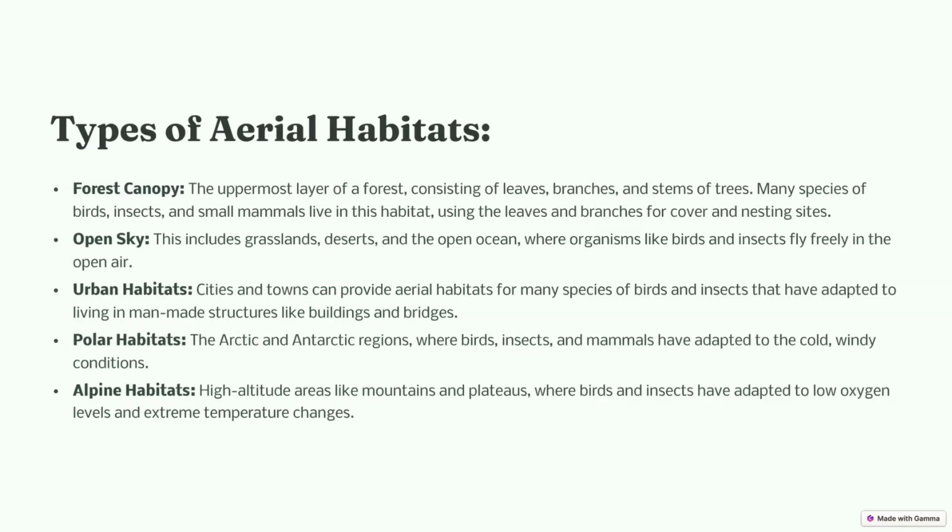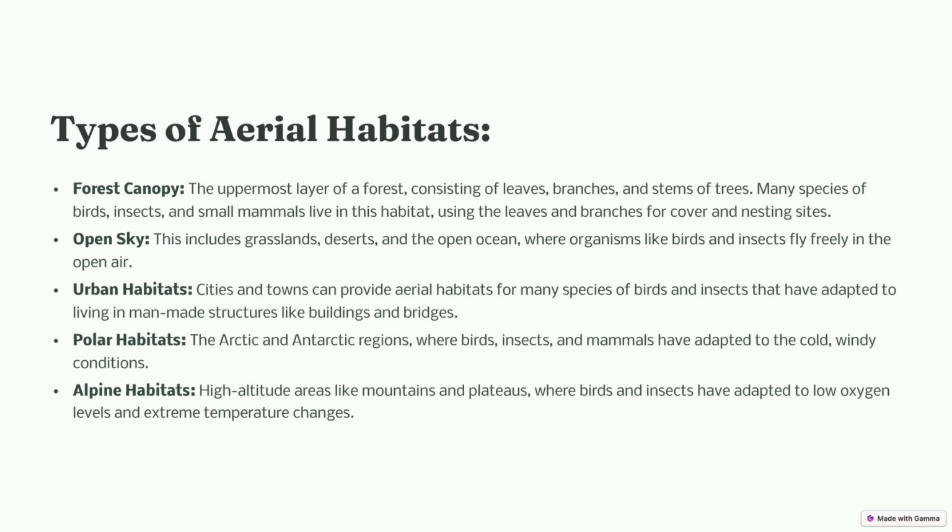So we have types of aerial habitats. We have the forest canopy, the uppermost layer of a forest consisting of leaves, branches, and stems of trees. Many species of birds, insects, and small mammals live in this habitat, using the leaves and branches for cover and nesting sites. Open sky. This includes grasslands, deserts, and the open ocean, where organisms like birds and insects fly freely in the open air. We also have urban habitats.